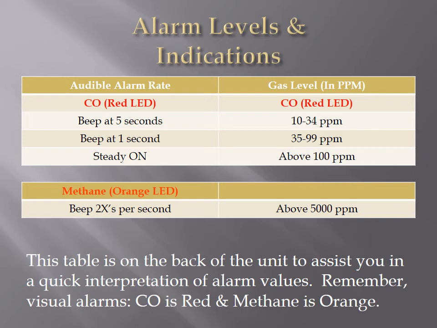Let's move on to methane. If you see an orange light come on your monitor, orange is for methane. If it beeps 2 times per second, you are above 5,000 ppm. You'll also notice, if you turn the monitor over on the back side, this same table is displayed on the back of the unit to assist you in how to quickly interpret this alarm. And this is a great tool to use if you forget this chart. Remember the visual alarms. Carbon monoxide is red and methane is orange.